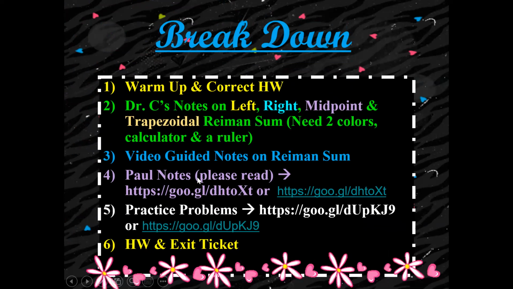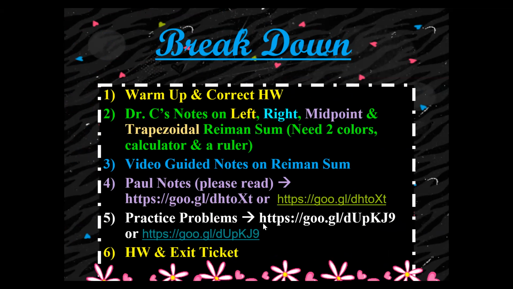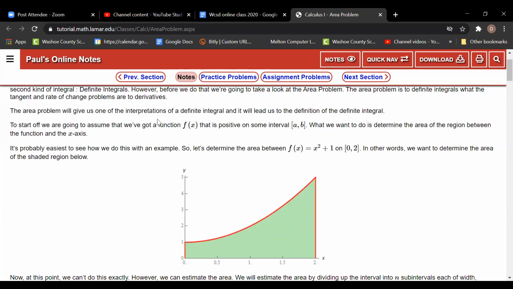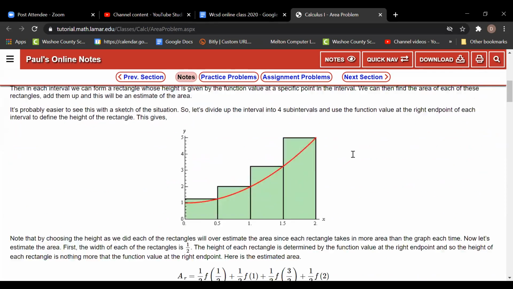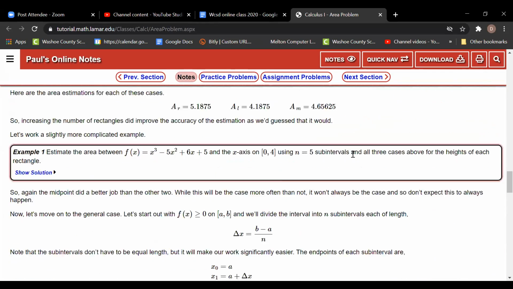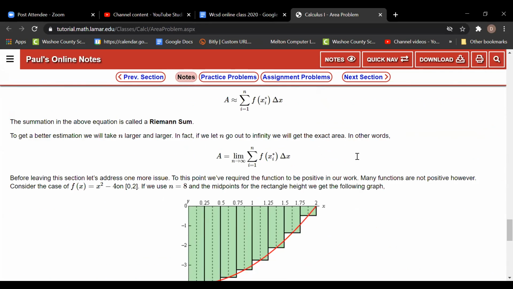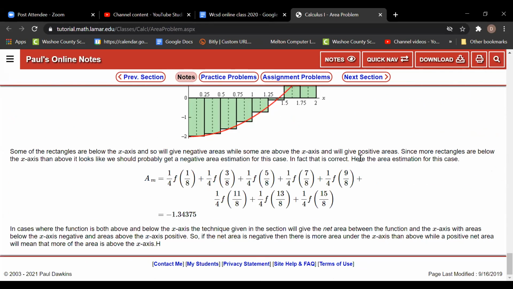After that, I have a Pauls Online Notes link right here that I would like you guys to read. If you go ahead and click on it, it takes you to this part right here, where he gives you another explanation breakdown of how to go about finding the left and right Riemann sum. You can go ahead and read this. His notes are somewhat similar to mine, but maybe with a little bit more information.